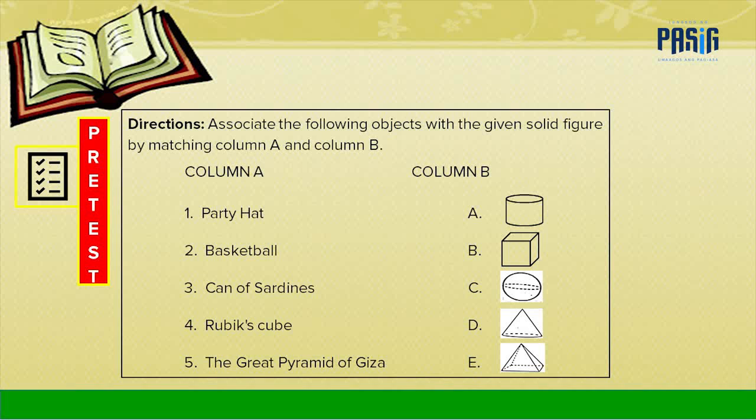For number 1, the correct answer is D. For number 2, the correct answer is C. Number 3, the correct answer is A. Number 4, the correct answer is D. And number 5, the correct answer is D.